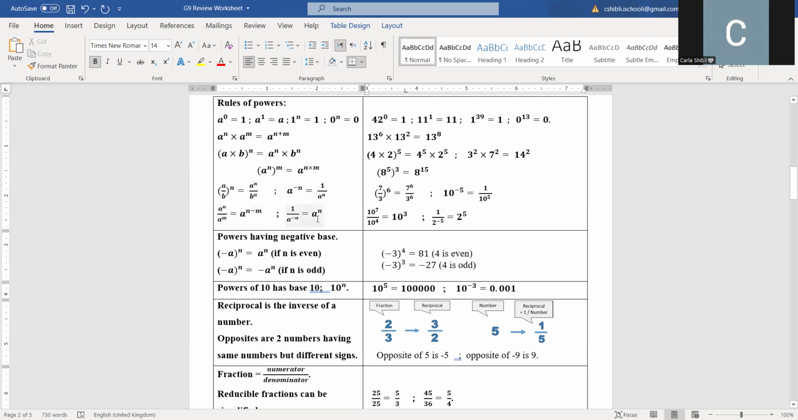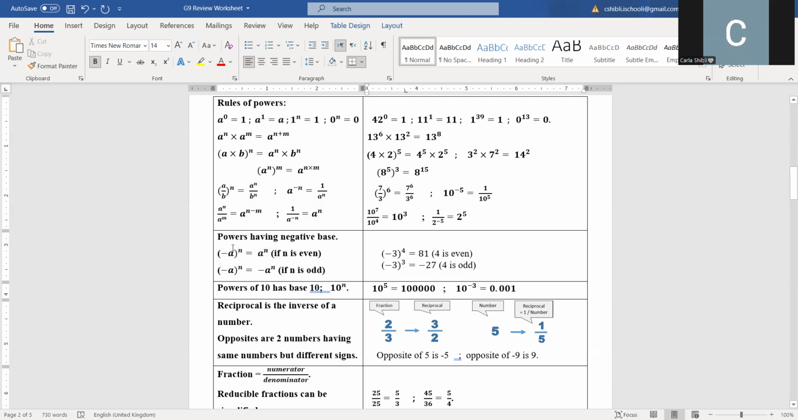Now, if you can see here, the negative exponent is in the denominator. To change it to positive, I should take it to the numerator. So it becomes a to the power n. Now, we'll talk about powers having a negative base.